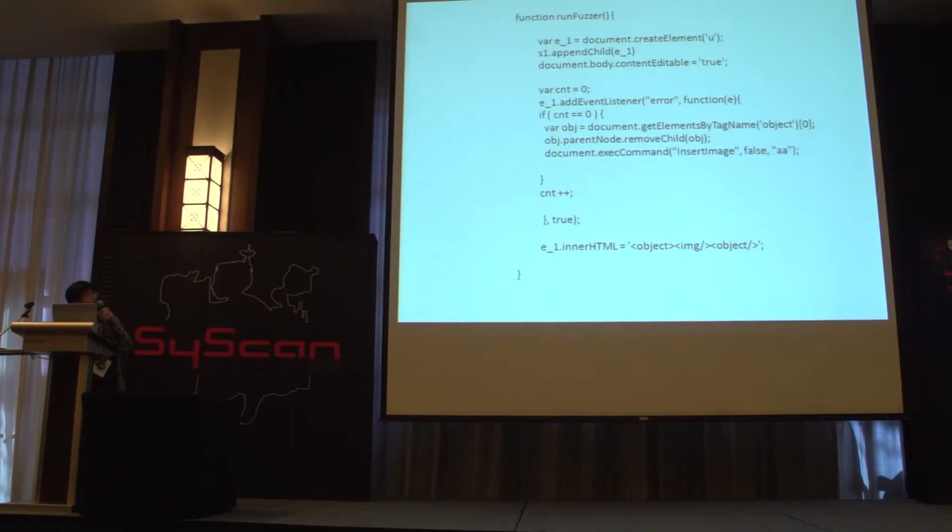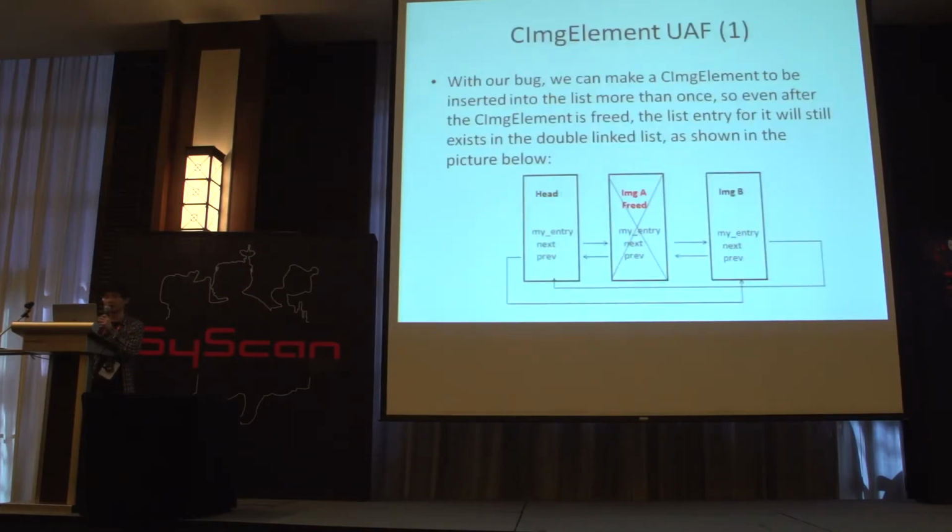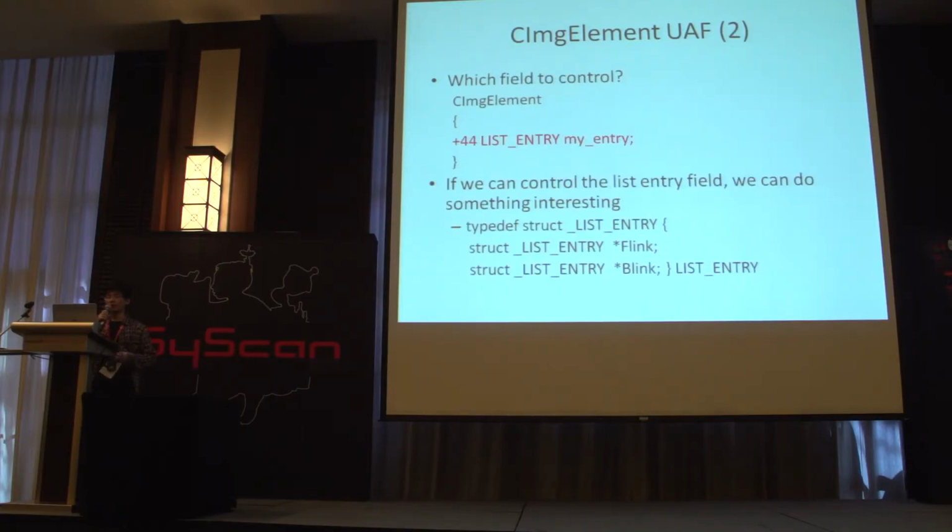This is our POC, which is not important here. And the effect of our bug is that we can make a CImage element be inserted into this list more than once. So even after the CImage element is freed, the list entry for it will still exist in the double linked list. And we can access this element by visiting the list. Okay, now we can access an image element after it is freed.